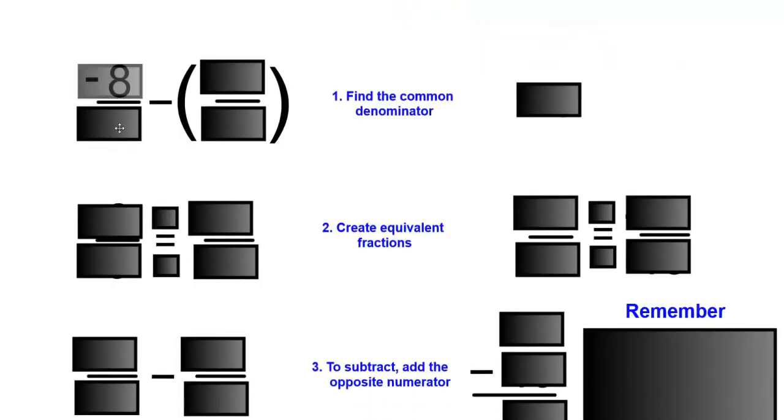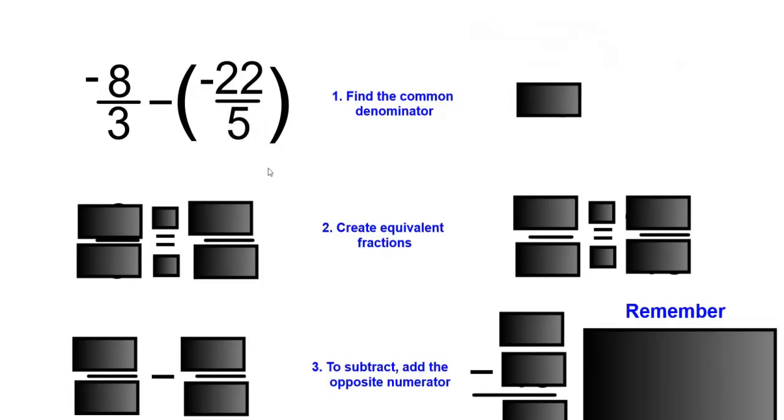We can now solve. So -8/3 minus -22/5. Step 1, find the common denominator of 3 and 5. A common denominator would be 15. Step number 2, create equivalent fractions.